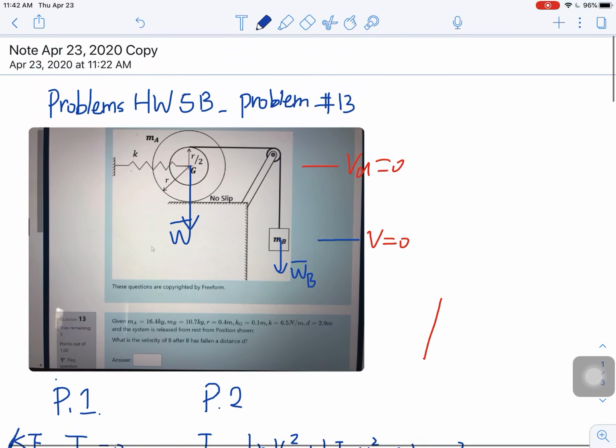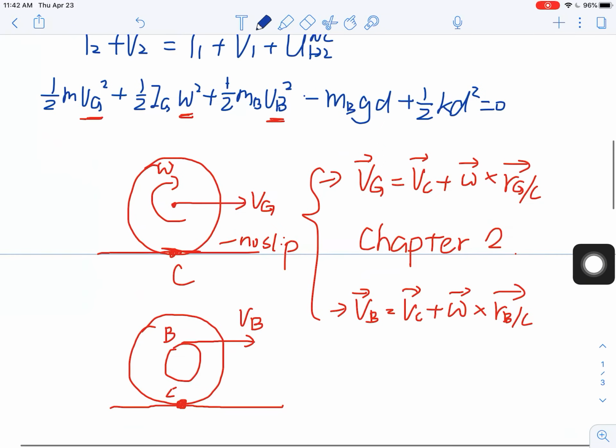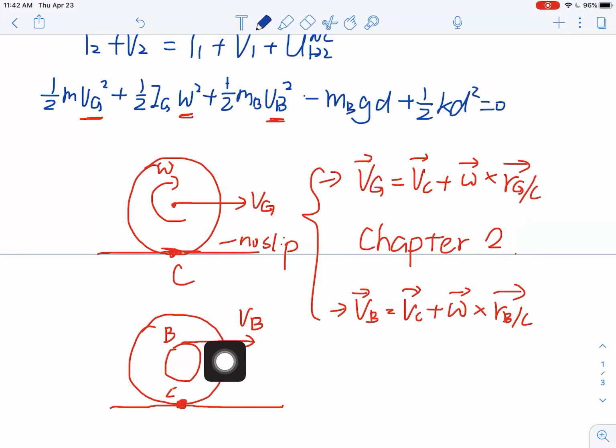Another equation you can build is for v_B. If you go back to the problem, v_B is how fast this block B is moving, right? And B is connected with this rope on the disk. Therefore, at that point, it should have the same velocity as v_B. So we can translate that to the disk. So at point B, the velocity at that point should be v_B as well. And v_B should have a relationship with v_C, which is the no-slip contact point. And v_B equals v_C plus omega cross r_B/C.